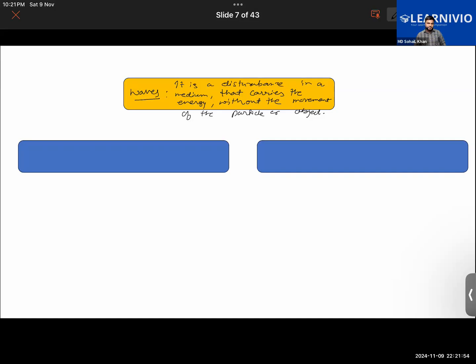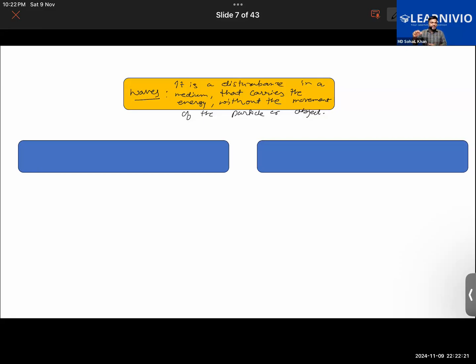The second one, obviously, right? So energy is being carried without the movement of the particle or the object. Or when you hit a drum, only the energy is traveling through the medium. The drum does not travel from one place to another, obviously. So how is that energy going from one place to another? It is by some disturbance in the medium.